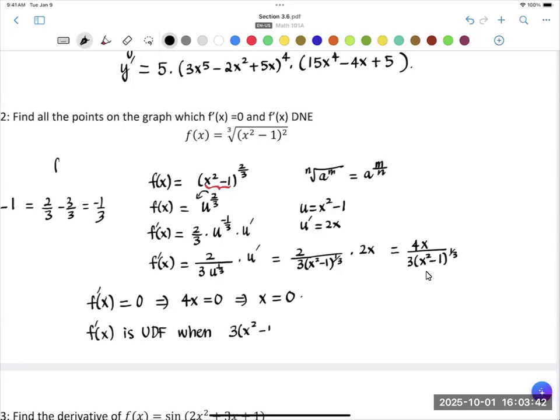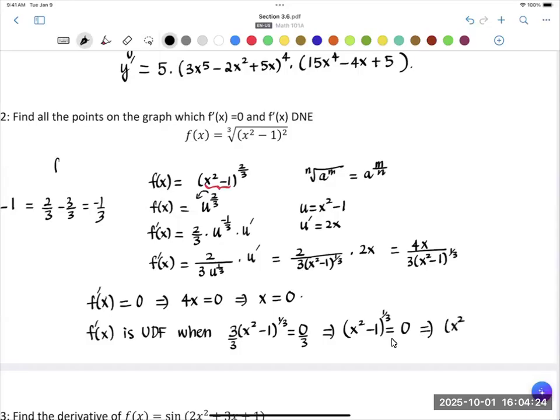And f prime is undefined or does not exist when 3 times x squared minus 1 to the power 1/3 equals 0. Okay, so when you have a rational function, the function equals 0 when the numerator equals 0. The function does not exist when the denominator equals 0. So we solve for x. We have x squared minus 1 is equal to 0, by dividing by 3 on both sides. And we have the left-hand side raised to the power 1/3. So in order to get rid of the 1/3, we're going to raise to the power 3 on both sides.